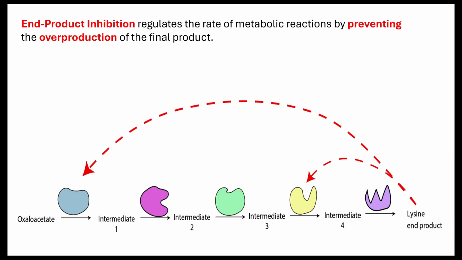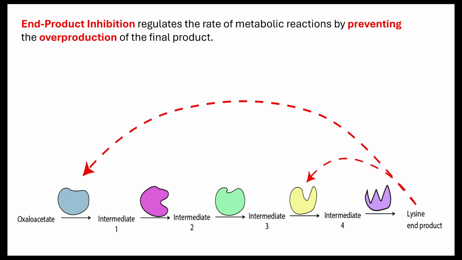And the last thing to note is what's known as end product inhibition. This is something that's going to regulate the rate of a metabolic reaction by preventing the overproduction of the final product. So here we can see we've got oxaloacetate. We have an enzyme that's going to produce intermediate 1, an enzyme for intermediate 2, an enzyme for intermediate 3, an enzyme for intermediate 4, and another enzyme that takes us to our end product, which is lysine.